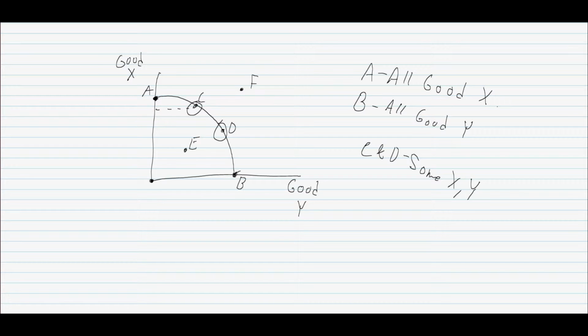Because if you go up and down from C, this is where you're producing of good Y at C, and this is where you're producing of good X at C. So you can see you're producing a lot more right here. Look at all that area. You're making a lot more of good X than you're making of good Y, which is just here. Let's get rid of that.